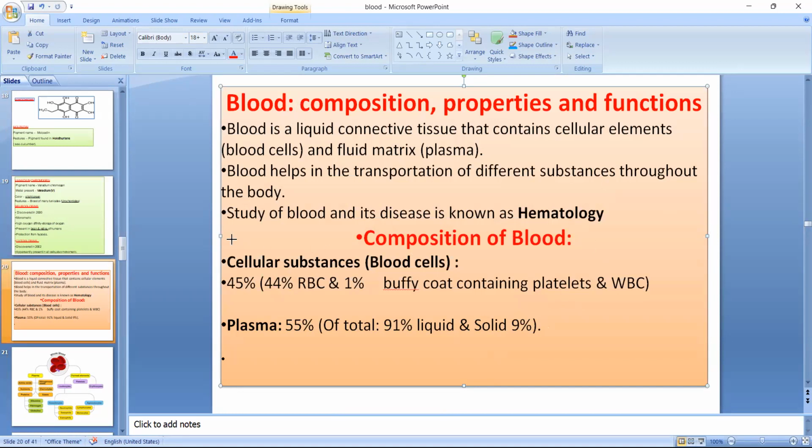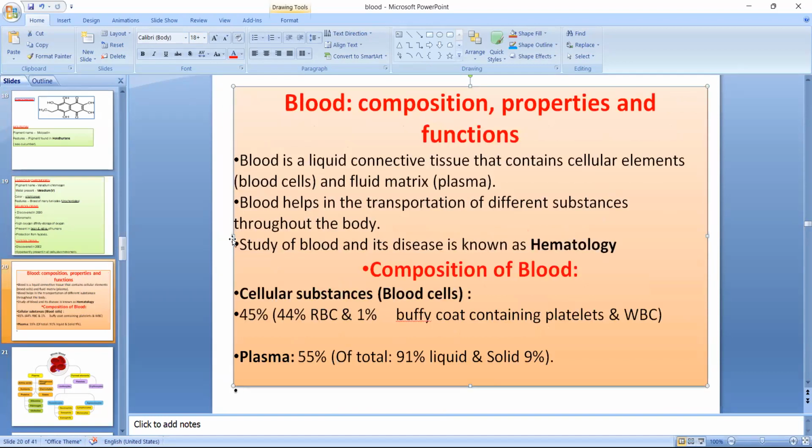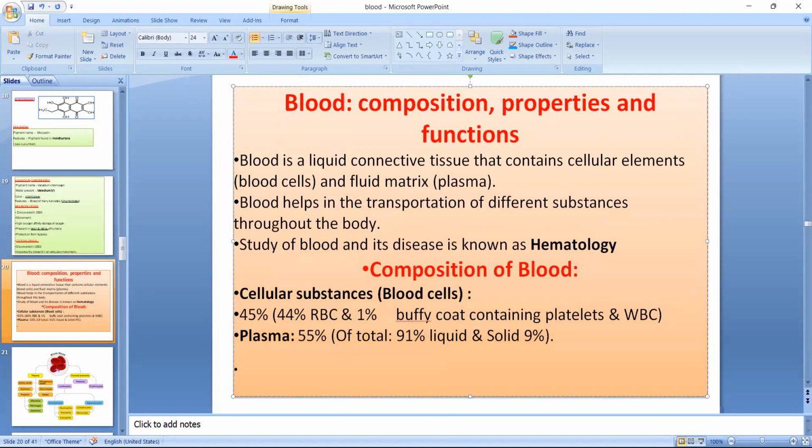Actually, the blood will come under the histology topic. Blood is a fluid connective tissue. We all know that. But before going to study about the circulation, we should have minimum idea. We should revise the components of blood and its properties and its functions. So I'll just brush up the components of blood. Okay, very quickly. I'll try to complete this topic.